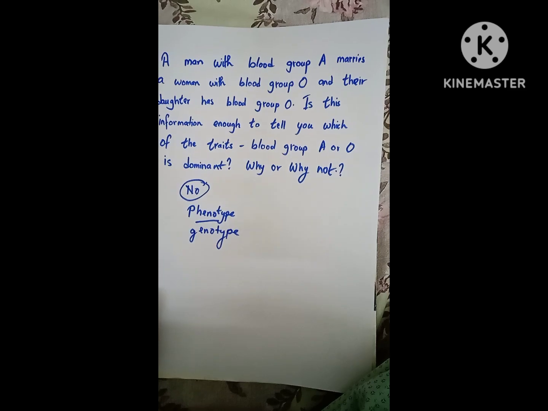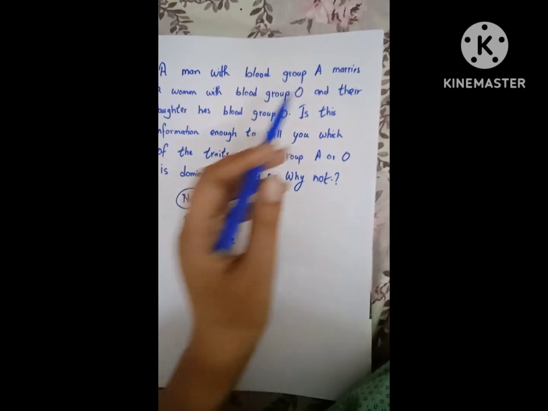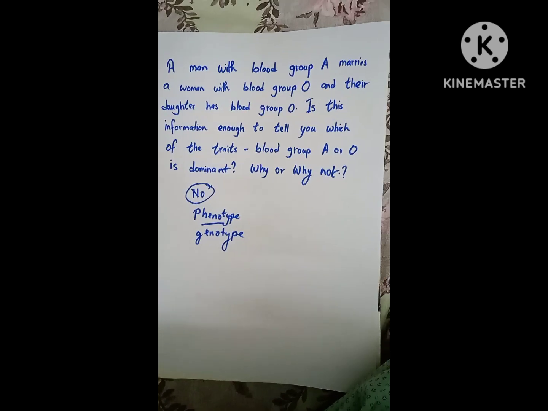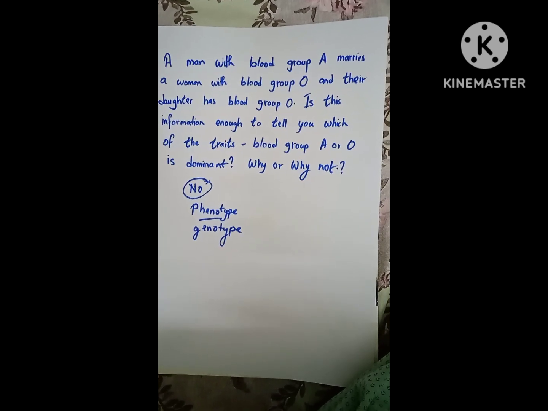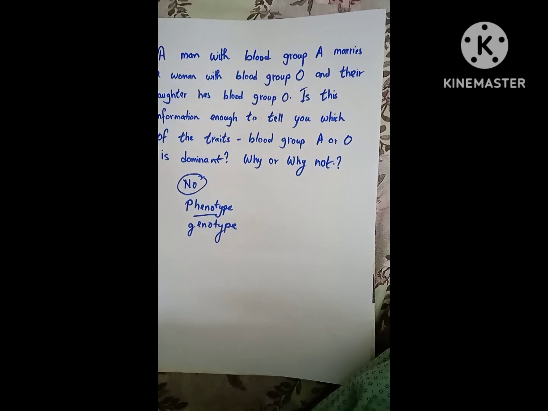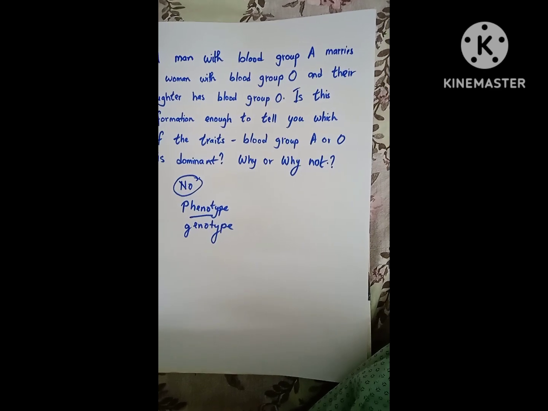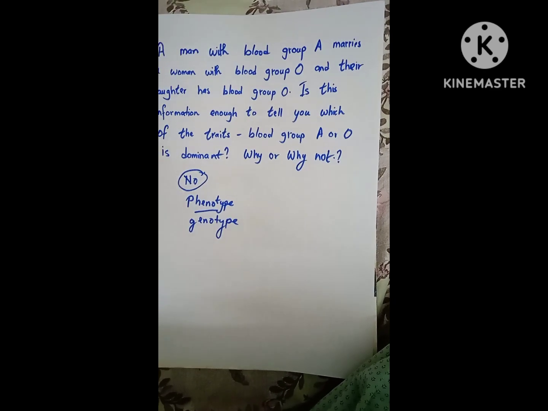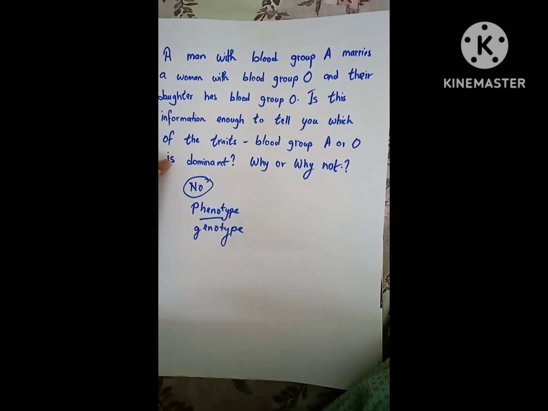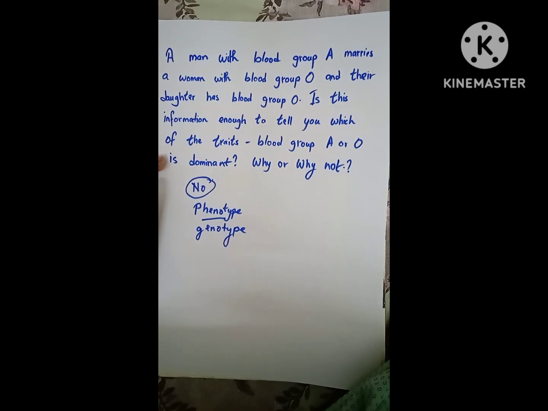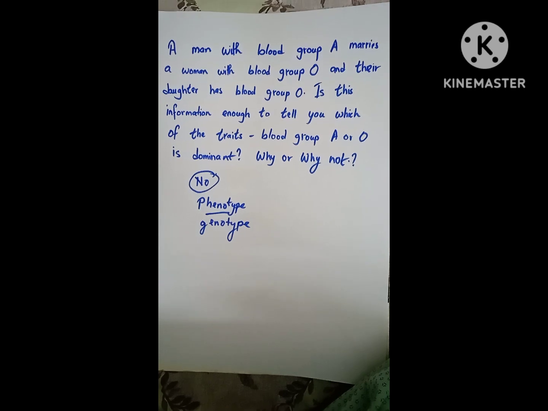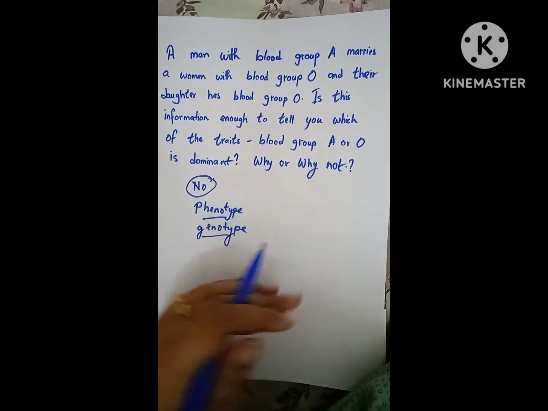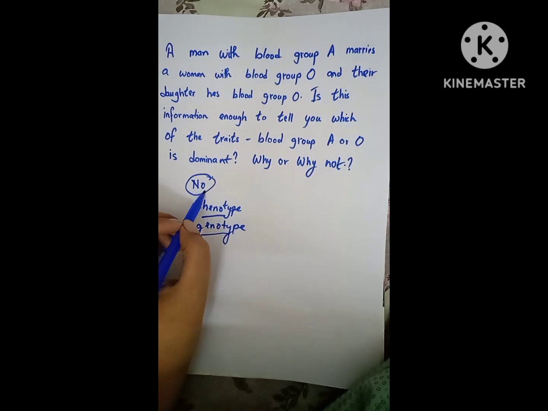We all know that for every trait, for every character, we get one allele from the mother and one allele from the father, out of which one is dominant, one is recessive, or it can be both dominant or both recessive. But over here I am not getting any genotypic information. At the genetic level, no information is given. So my answer is no.